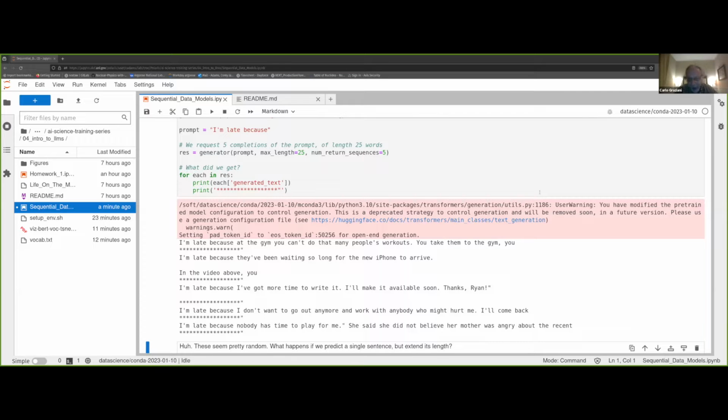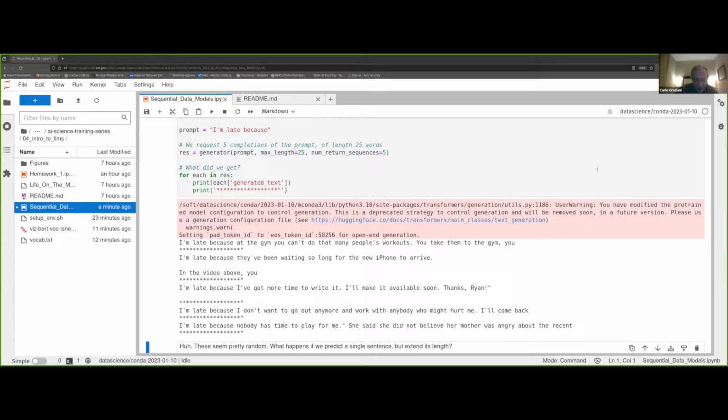You take them to the gym," and then it cuts off because we told it we wanted a maximum length of 25 tokens. "Late because they've been waiting so long for the new iPhone to arrive." That's good. And then a carriage return in the video above you. And you get the flavor for this.